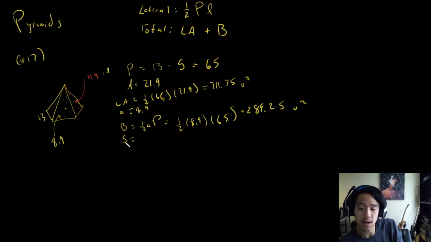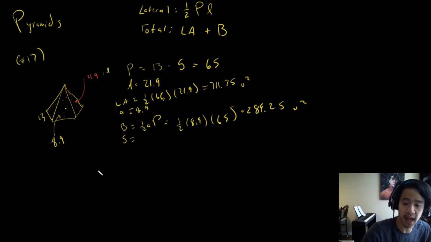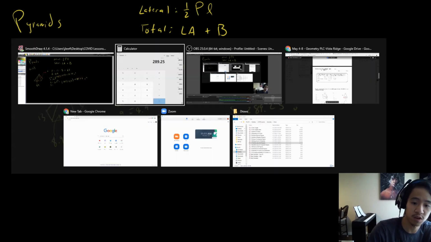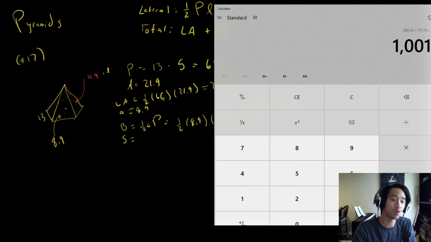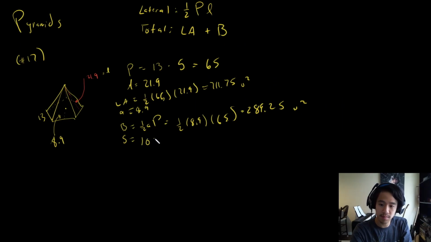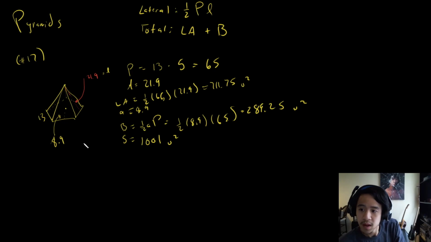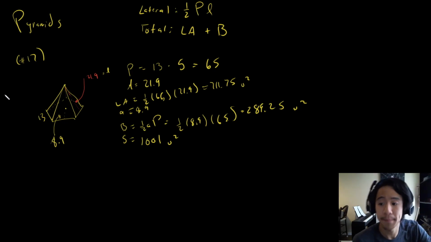So our total surface area is just going to be our lateral plus our base. Let's go ahead and add these. We have 289.25, and we're going to add 711.75. So we're left with 1,001 units squared. And that's going to be it for pyramids.